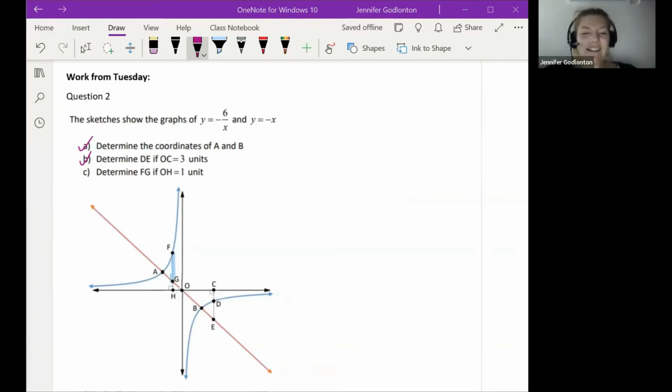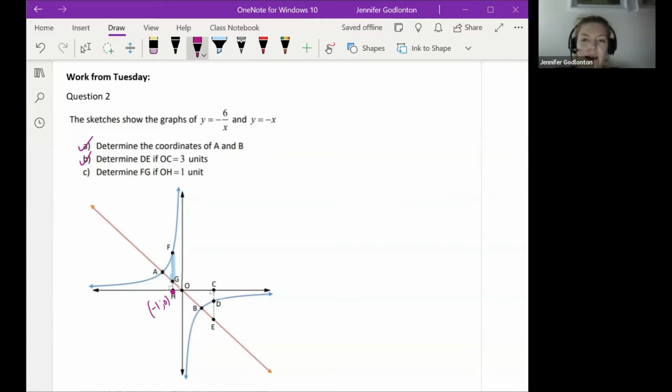Yes, good. They're trying to tell us the x value. They're saying we know that this distance from O to H is 1 unit. So that means that the coordinates of H must be -1 and 0. So these coordinates over here must be -1 and 0, that point over there, and that's telling us our x value.